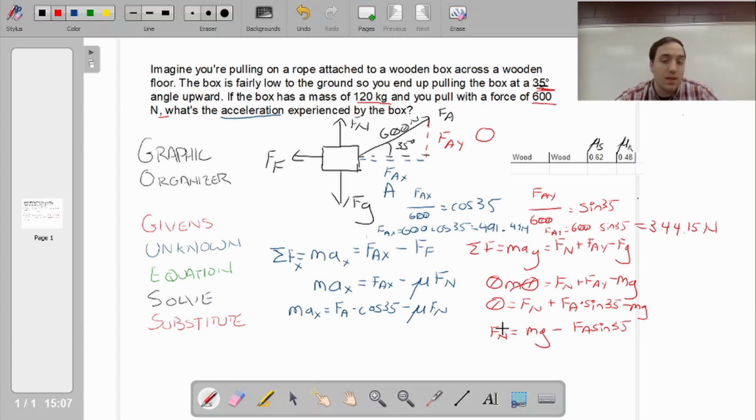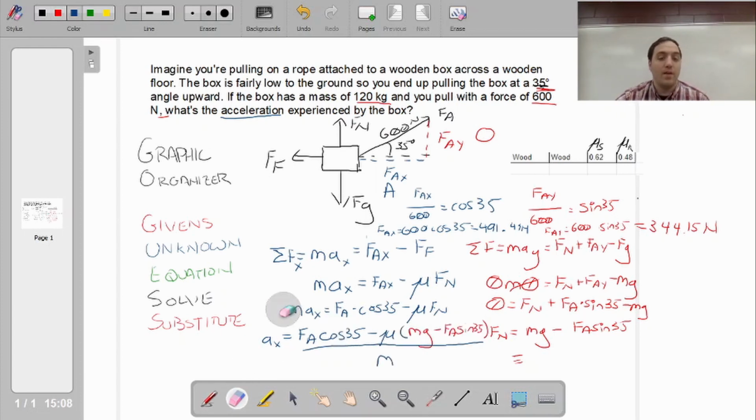Once I get this, I can plug in numbers and get it, or I can just plug this entire value in over here, wherever I see F_N. And there I go. I have an expression for a coming from combining these. Go ahead and plug those numbers in. You'll get a value. If you did everything carefully, you should get 0.76 meters per second squared.